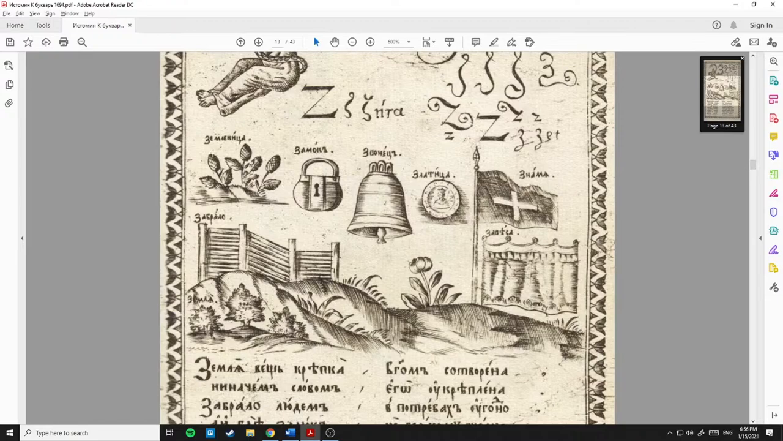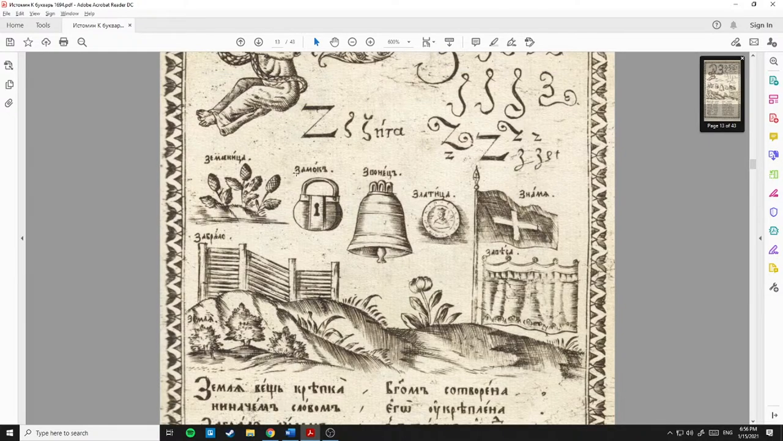So this first one is Zemlyennitsa. And this would be a strawberry, at least the family of strawberries, because in modern Russian it's klubnika. And this word, someone was very kind to point it out, it's zemlyanika in modern Russian. So you have zemlyanika and you have klubnika. And they're basically different types of strawberries, if I remember correctly. So that's the difference. And then we have zamok, which is a lock.